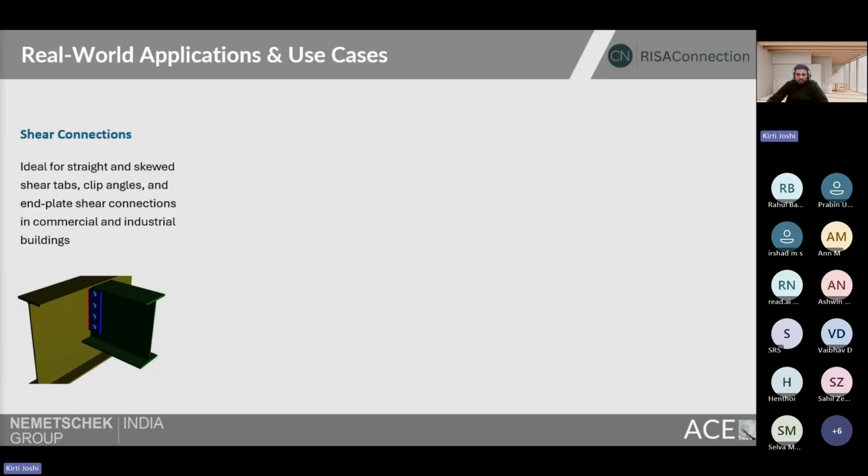because edge beams don't always frame at a perfect right angle. So you might have ramps, irregular floors or architectural constraints where beams connect at an angle. So instead of assuming or simplifying this connection, RISA Connection helps you to model and design the skewed shear connections.